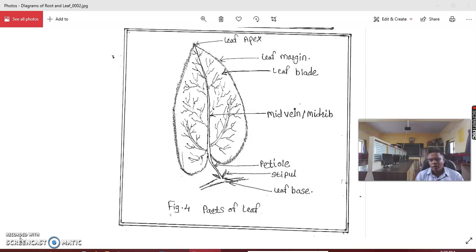Then the third function is the evaporation of water and transpiration. The excess water absorbed by the root hairs evaporates during the daytime through the lower surface of the leaf, mainly through the stomata. So excess water is released into the atmosphere by the stomata, and it is known as evaporation.